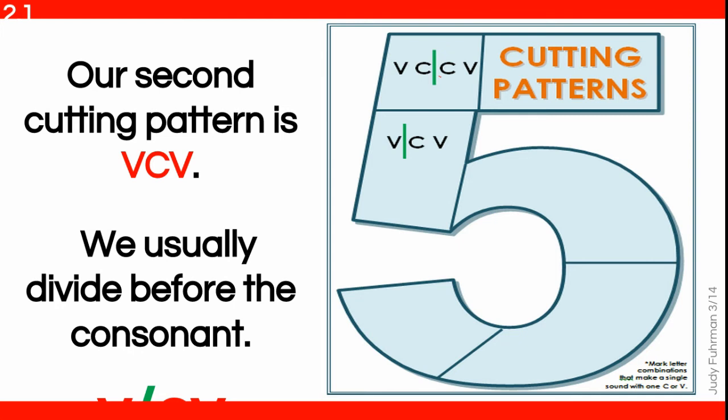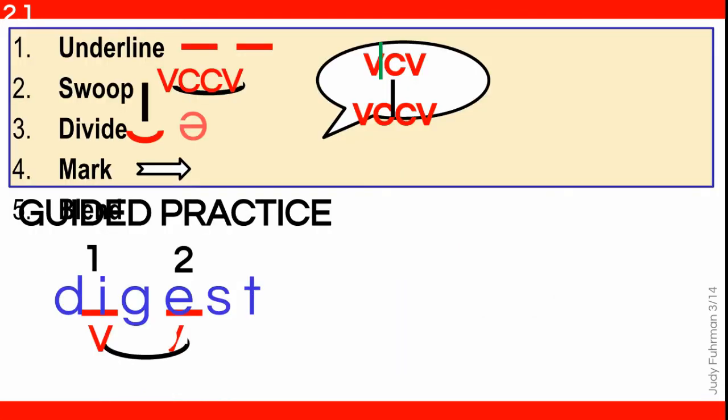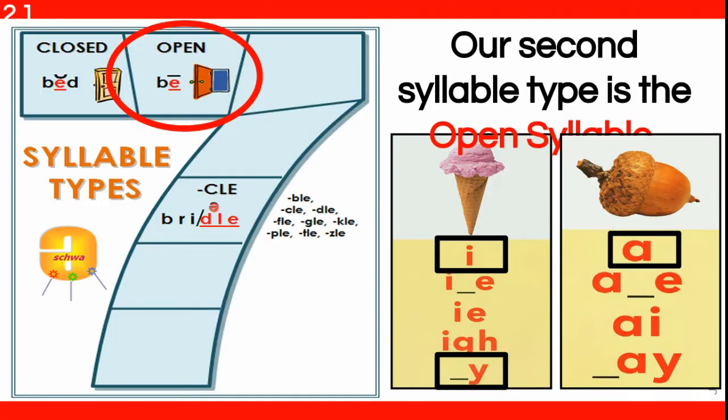As you can see, we usually divide before the consonant, so you have the V/CV. Okay, going back to the guided practice, now that we know where it gets cut. So when we have the vowel, consonant, vowel, we will cut it right after the vowel, before the consonant.